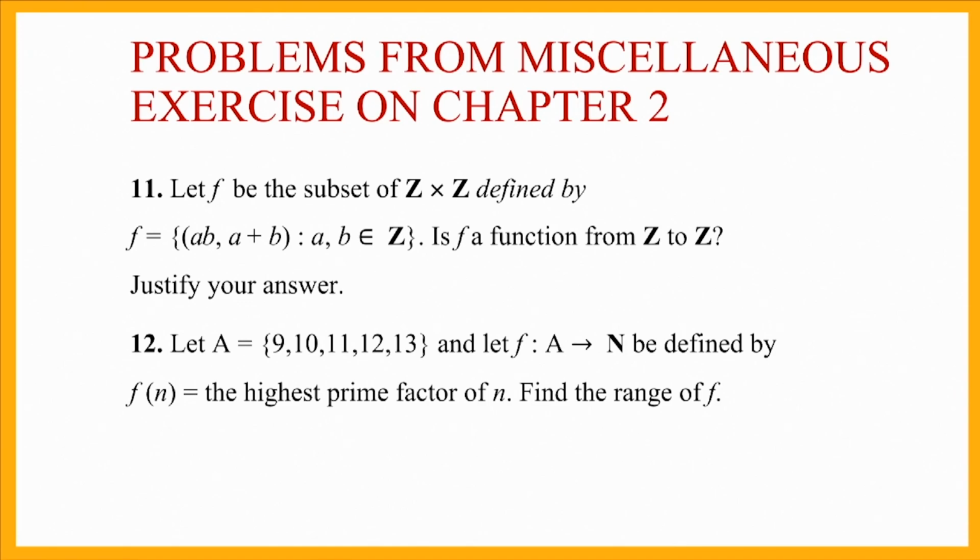And what does he say here? F be a subset of Z cross Z, defined by F such that AB comma A plus B, such that AB belongs to Z. F is a function from Z to Z.